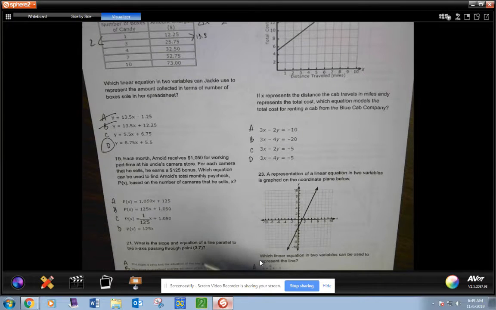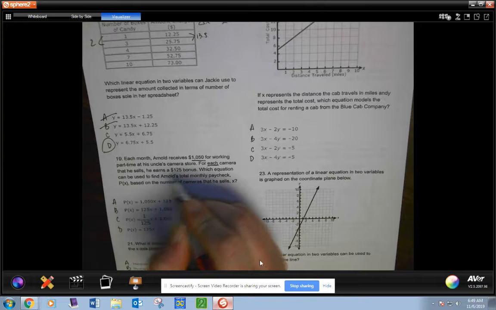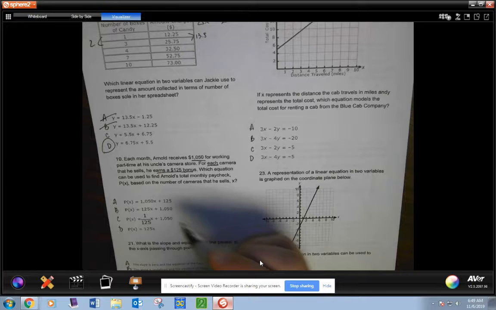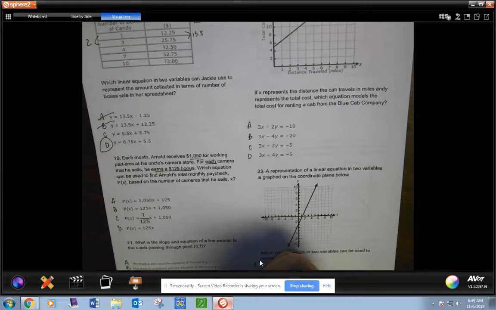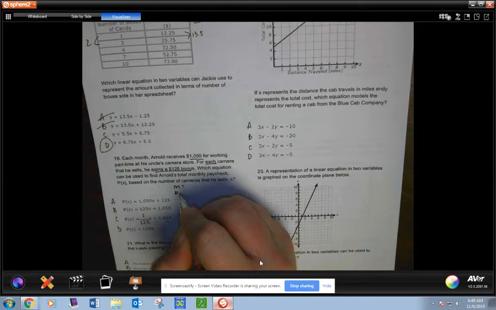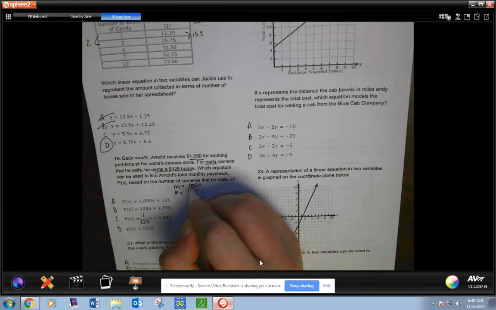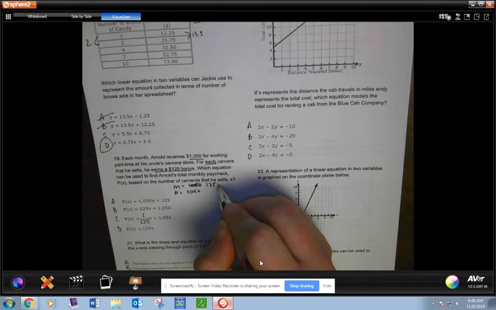For 19, each month, Arnold receives $150 for working part-time at his uncle's camera store. For each camera he sells, he earns a $125 bonus. Which equation can be used to find Arnold's total monthly paycheck based on the number of cameras that he sells? Okay, so they gave us m and b. Arnold starts with $1,050 no matter what, and he makes $125 per camera.